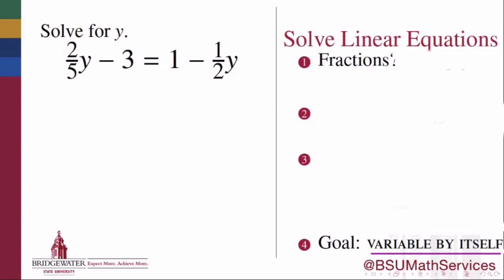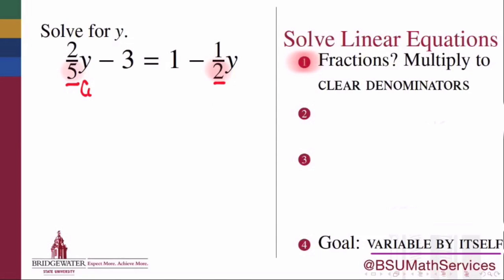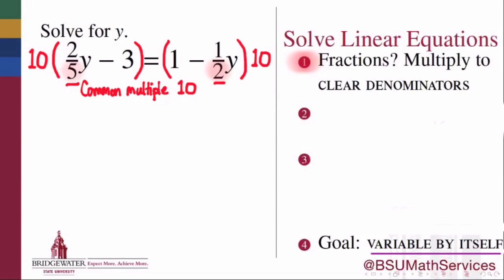First, if there are any fractions in your equation, as there are in this one, a good way to begin is to clear the denominators on both sides. This involves finding a common multiple of all the denominators that are present. In this example, the denominators 5 and 2 have a common multiple of 10. And then multiplying by that common multiple on both sides of the equation.